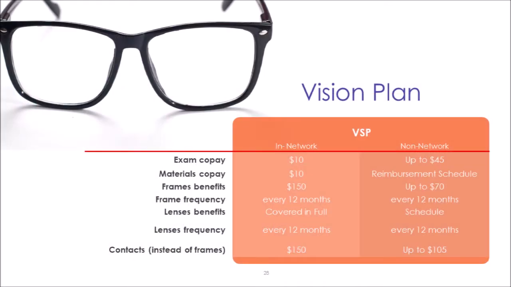VSP provides our vision coverage through MetLife. It is easy to find a contracted provider which will cover you for an exam every 12 months for a copay of $10. If you need materials, you will pay a copay of $10, which will provide you with lenses and a frame allowance of up to $150. If you prefer contacts in lieu of glasses, you are covered for the same allowance of $150.